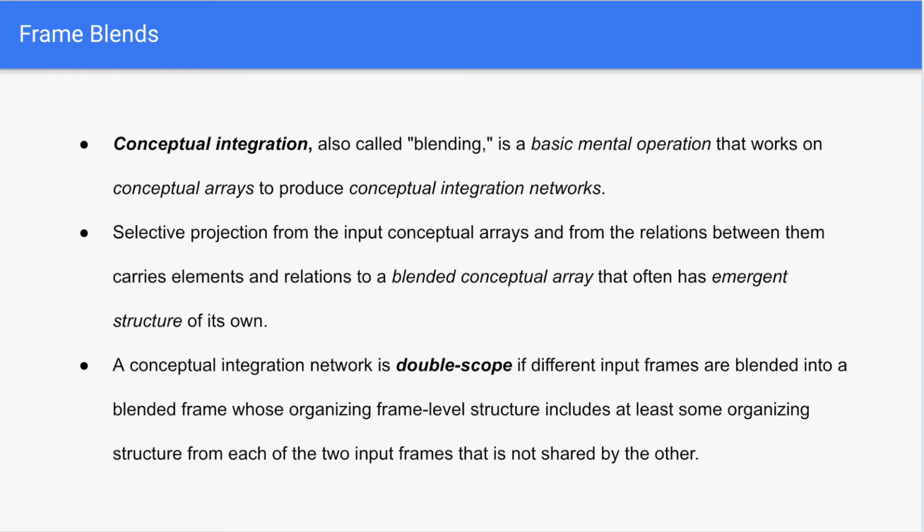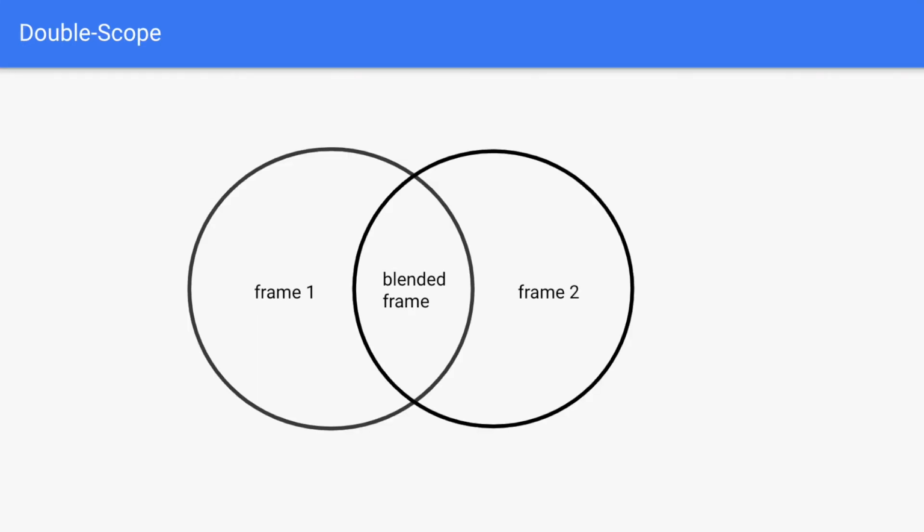Let's first check the definition of frame blends. Conceptual integration, also called blending, is a basic mental operation that works on conceptual arrays to produce a conceptual integration network. A conceptual integration network is double-scoped if different input frames are blending into a new frame. And we can use the Venn diagram to understand this.